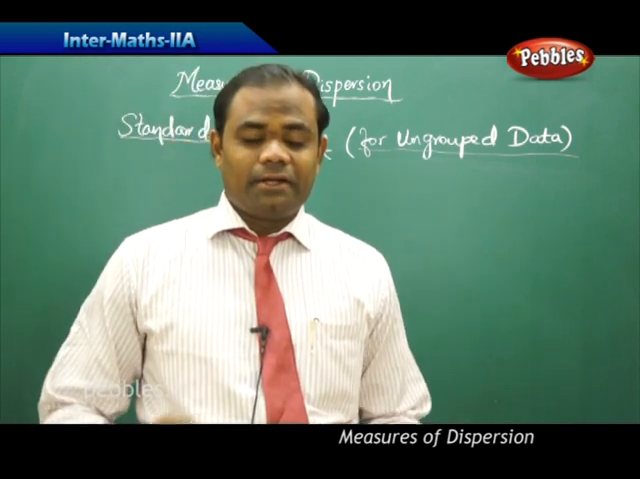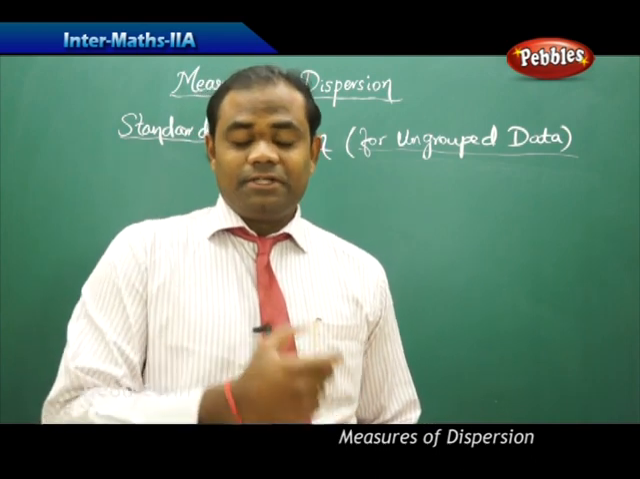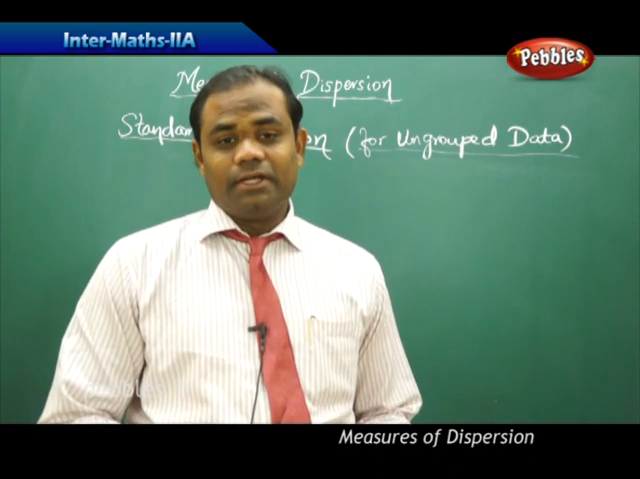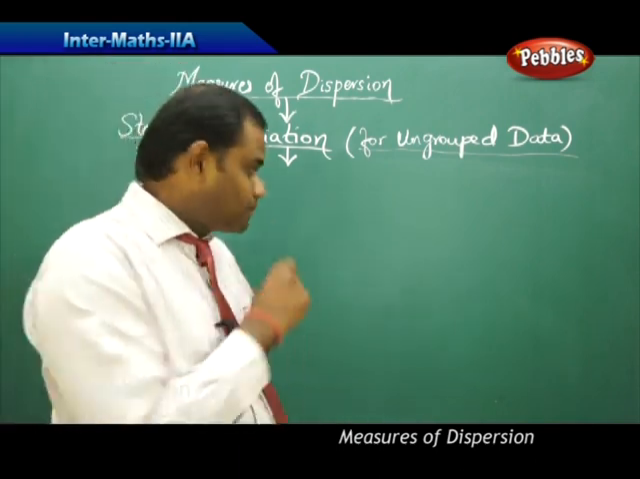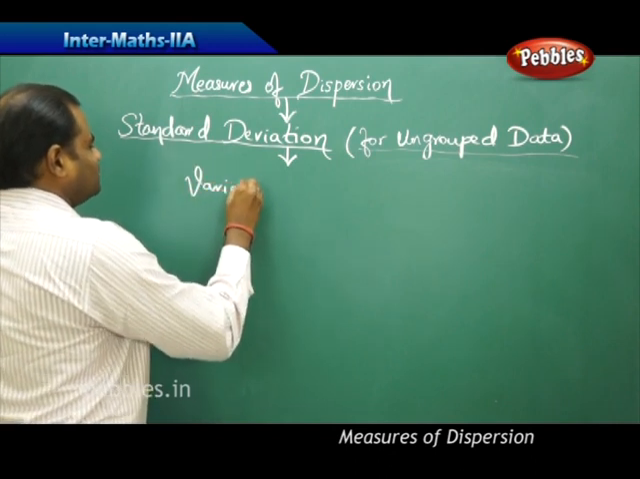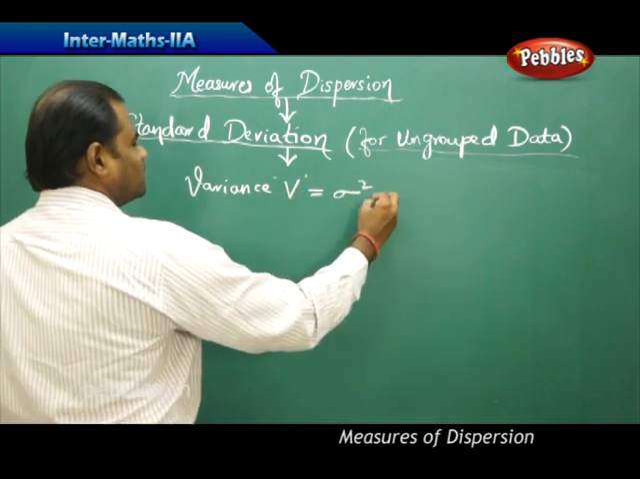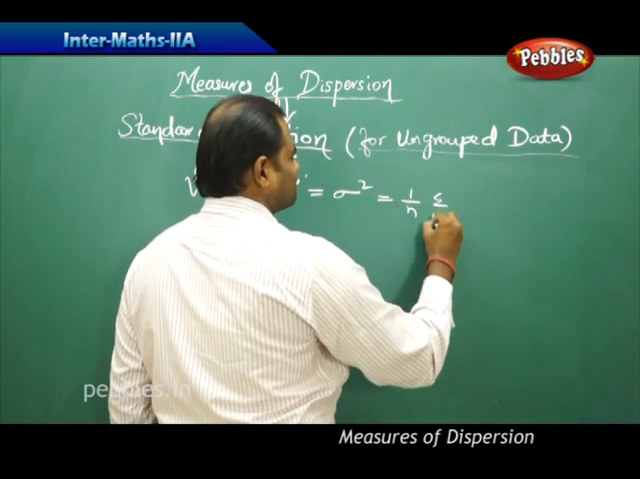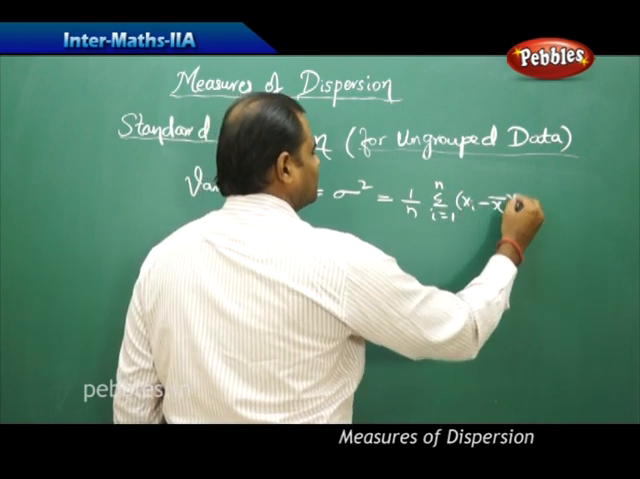Now variance and standard deviation are very much associated. So we define standard deviation as derived from variance. Let's see how it is derived. As we have the variance formula, which we have discussed, the variance V, which is given by sigma square, is equal to 1 by n summation i running from 1 to n of xi minus x bar whole square.